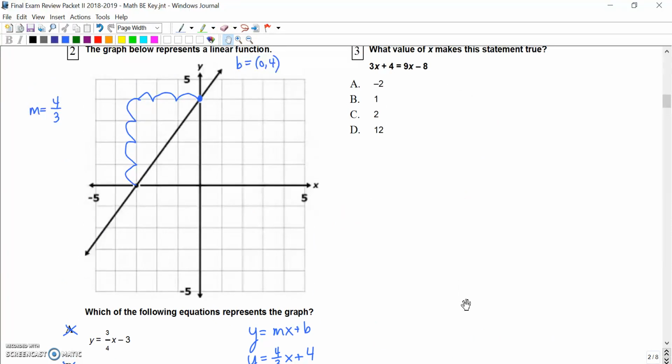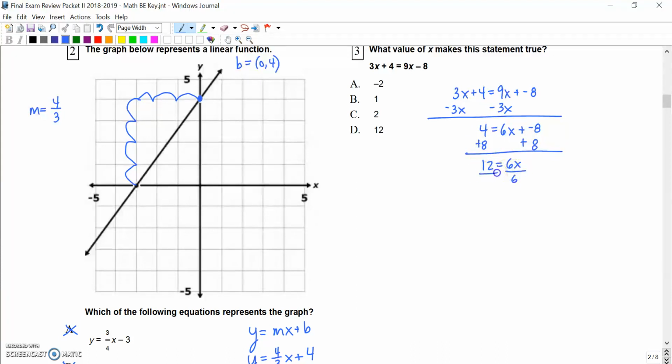Number 3, find the value of x that makes the statement true. So on this one, we're going to be solving for x, even though it doesn't necessarily say to solve. So we'll take the equation. We could also plug in the values, but we'll use that maybe as our last ditch effort and instead just solve. 4 equals 6x plus -8. So first step is we move the x's to the same side. We add 8 to both sides. And we divide by 6.